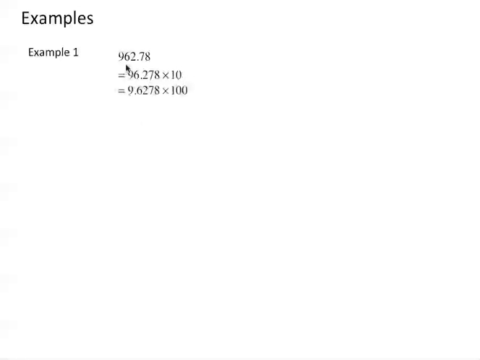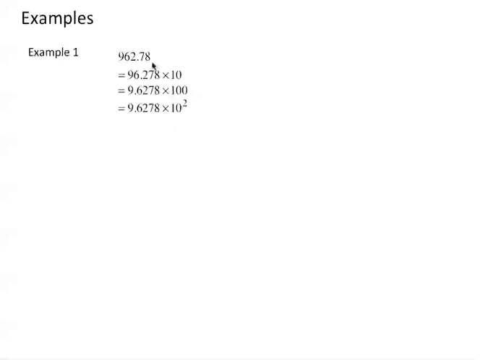Then notice that we have 9.6278 times 100 is the same as 962.78. We all agree. Now the decimal's in the right place, and 100 is 10 to the power of 2. So we've now written the 962.78 as 9.6278 times 10 to the power of 2. This is scientific notation.